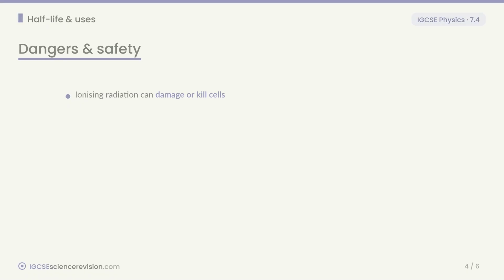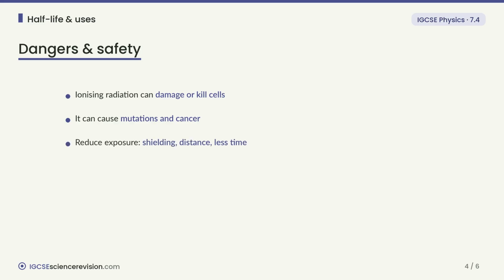But radiation is also dangerous because it's ionizing. It can damage or even kill the living cells it passes through. If it damages the DNA inside a cell without killing it, it can cause mutations that may lead to cancer. So we keep exposure as low as possible in three ways. Use shielding like lead, keep your distance from the source, and spend as little time near it as you can. In the lab, that means handling sources with tongs rather than fingers, and storing them in lead-lined boxes.